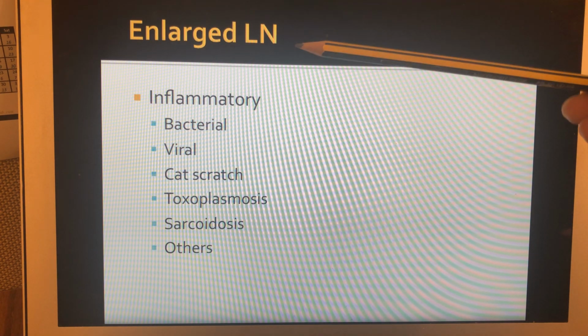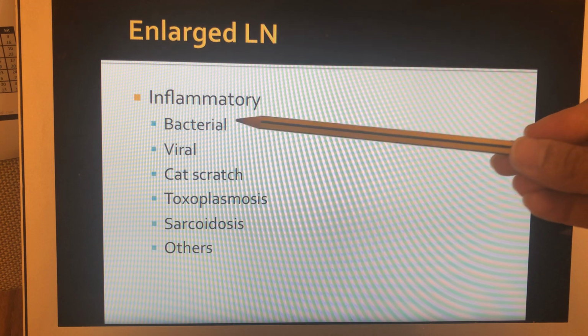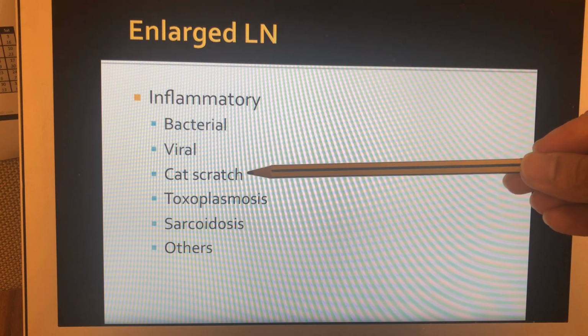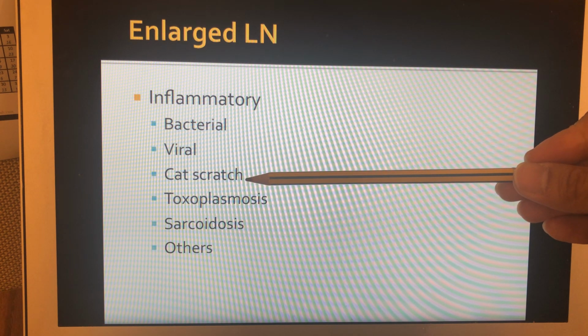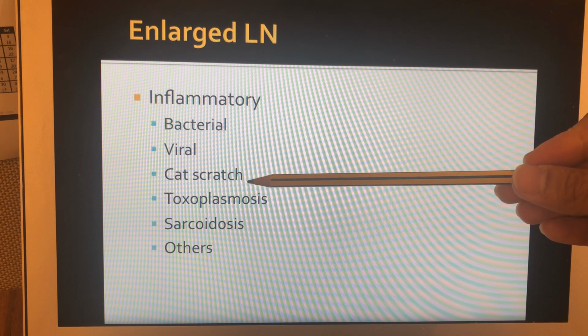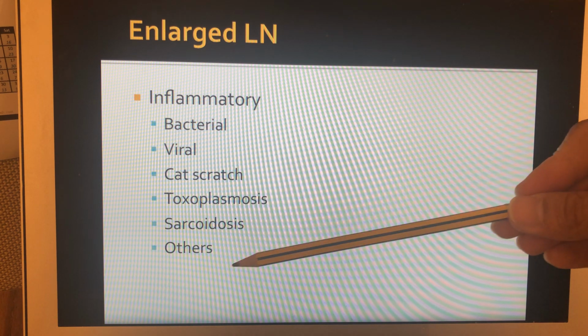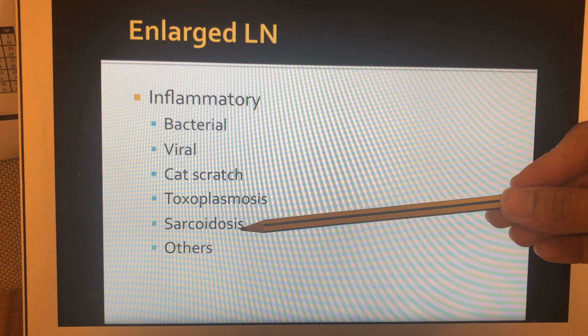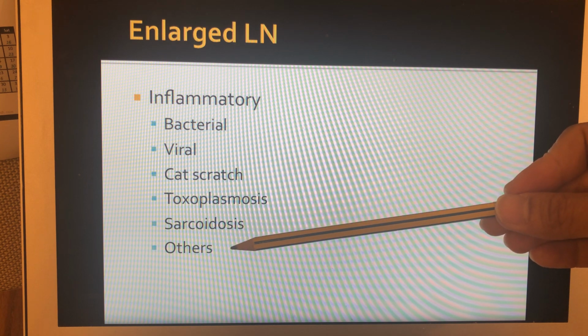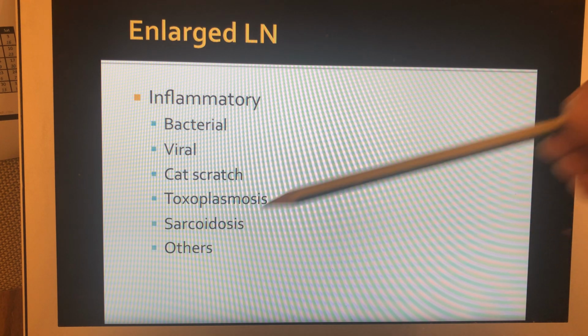On the other hand, the inflammatory causes of enlarged lymph node can be bacterial, viral, atypical bacteria such as cat scratch disease, toxoplasmosis, sarcoidosis, and granulomatous disease can be caused as well, TB, and others.